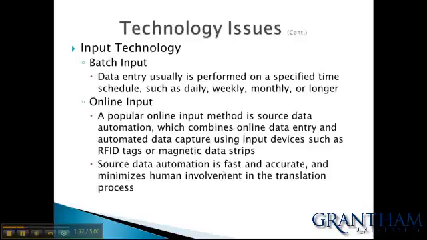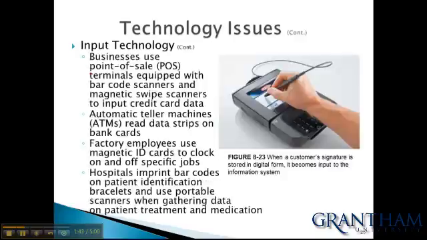Automation is fast and accurate and minimizes user involvement in transaction processes. Businesses use point-of-sale terminals equipped with barcode scanners and magnetic swipe scanners to input credit card data, and automated teller machines that read the data strip on bank cards. Factory employees use magnetic ID cards to clock on and off specific jobs.